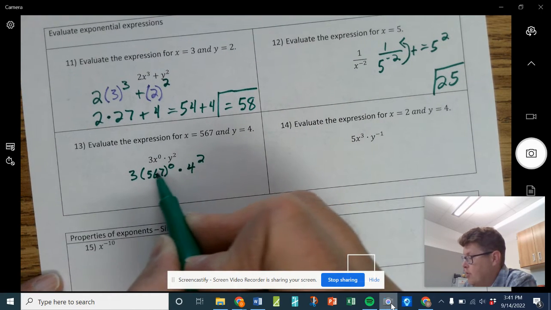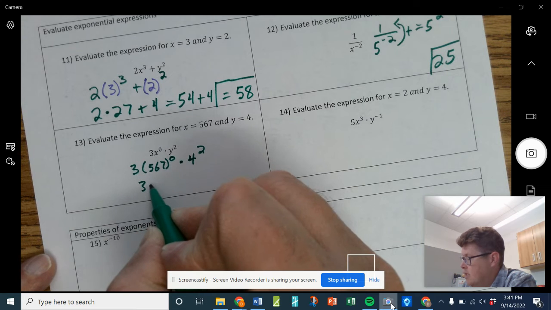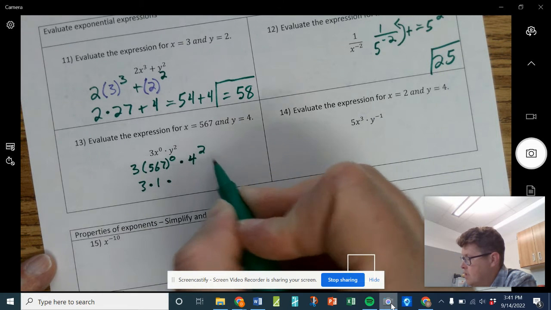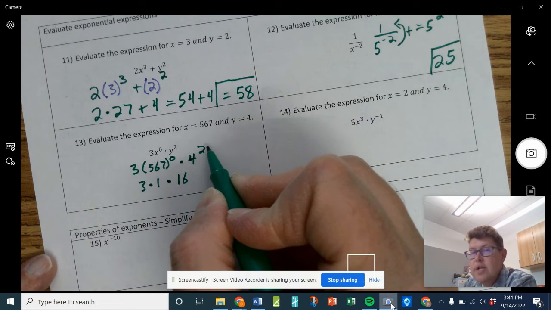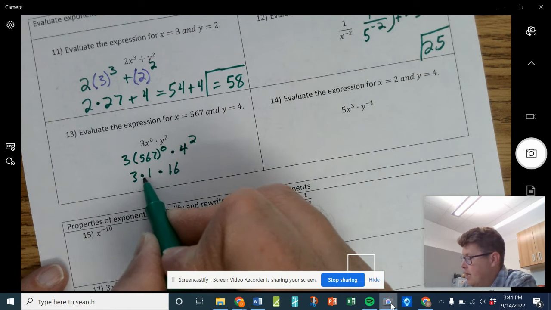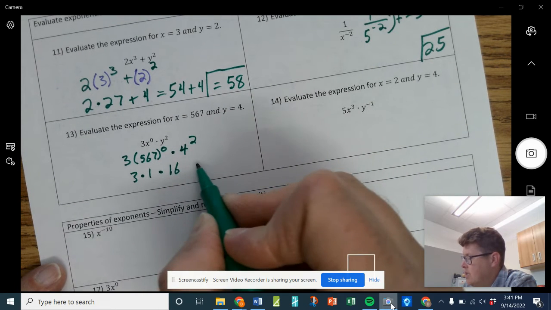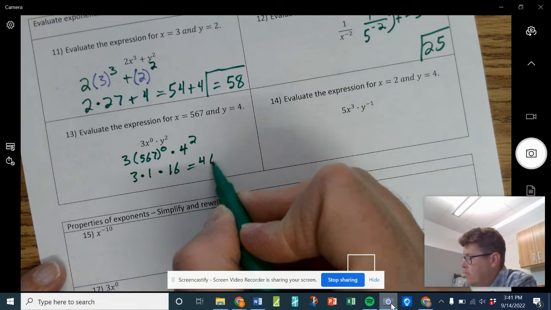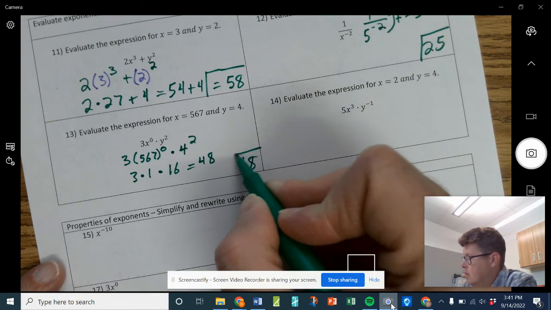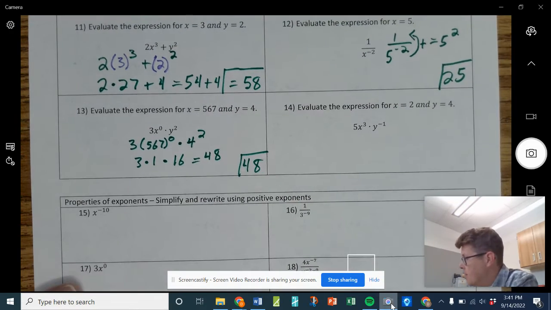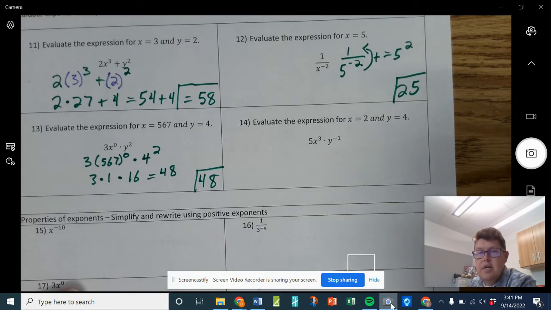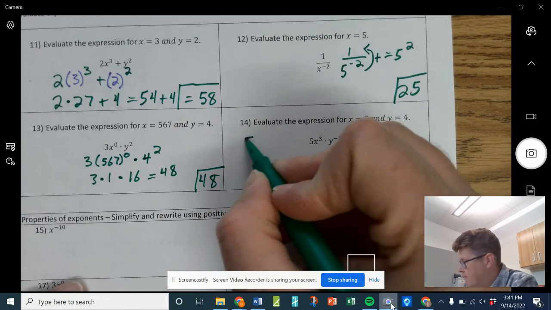So even though this is a huge number in here, right, it's just 3 times 1 times 4 squared, which is 16. It's not 8. It's not 4 times 2. It's 4 times 4. Okay? So 3 times 1 is 3. And so then 3 times 16 is 48. Okay? And you can use a calculator for these, right? 3 times 16, throw that in your calculator, you're good to go. Okay?